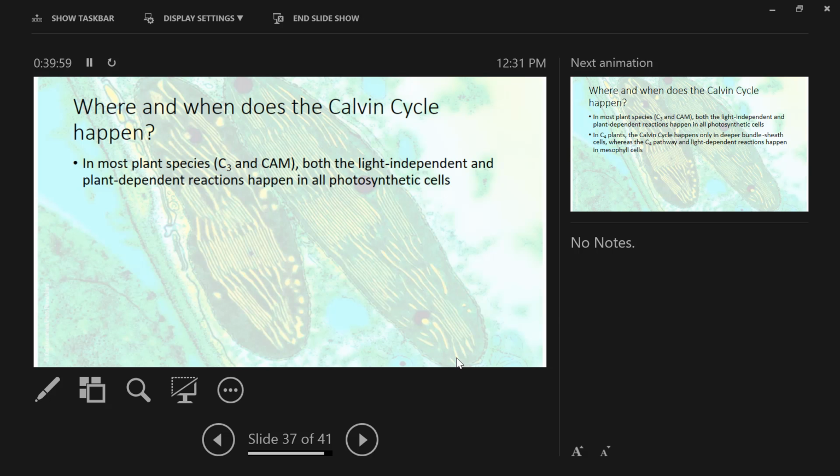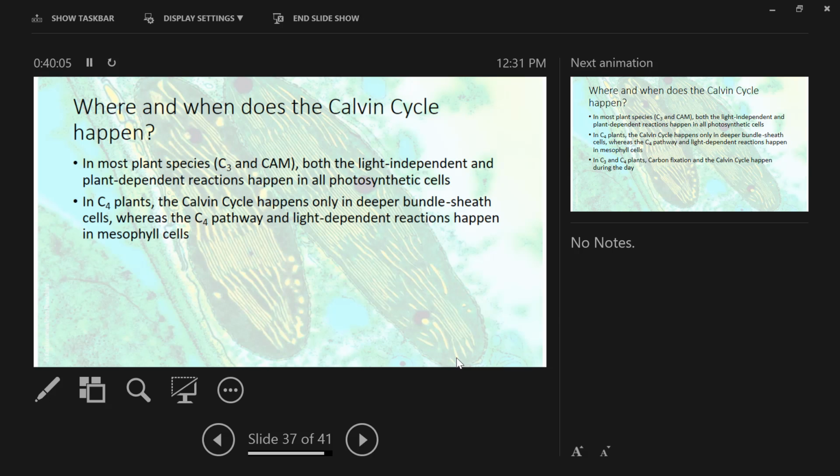I don't know why that says plant dependent reactions. In C4 plants, the Calvin cycle happens only in really deep cells, whereas the C4 pathway and the light-dependent reactions happen in all photosynthetic cells.